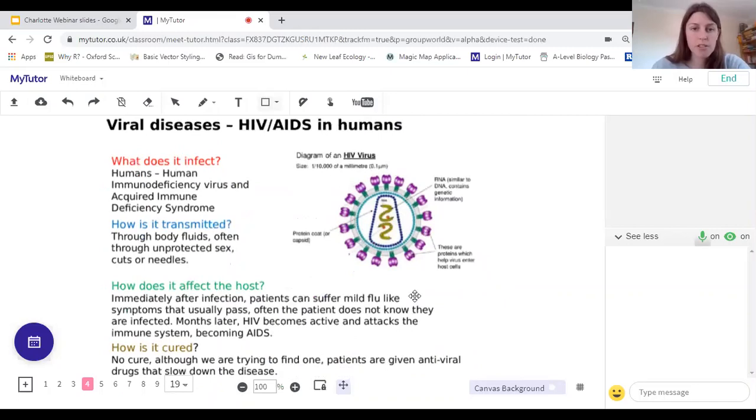You can see a diagram of HIV there, so looking at a virus structure again. So it's got its genetic material in the middle there, got a protein coat or capsid around it, and then proteins that help it enter host cells.